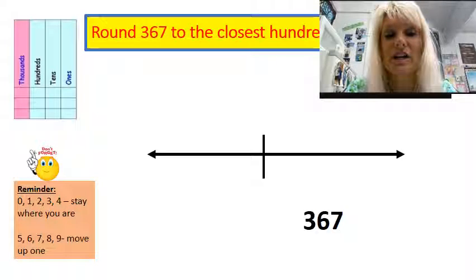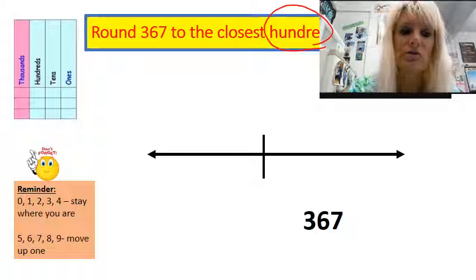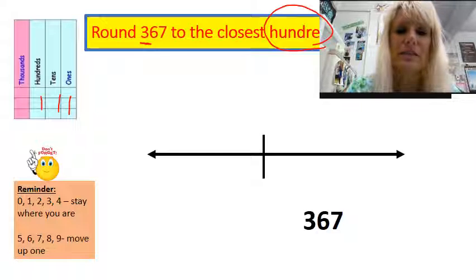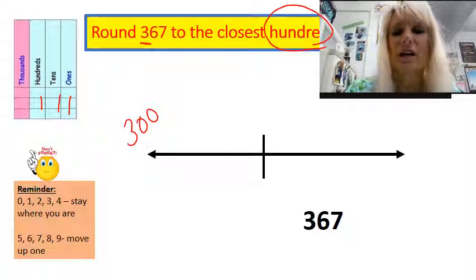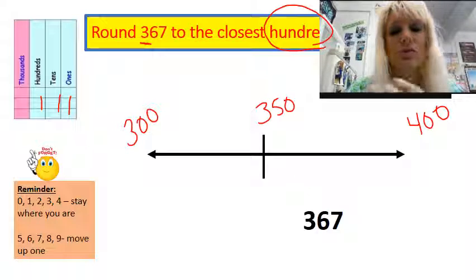Here I have 367, but this time I need to round it to the closest 100. So let's go over and look at my hundreds chart. I have ones, tens, hundreds. So it's going to be in this third place right there. So that tells me that this is going to be between 300 and 400. This middle part here is going to tell me that it's halfway between 300 and 400, which is 350.